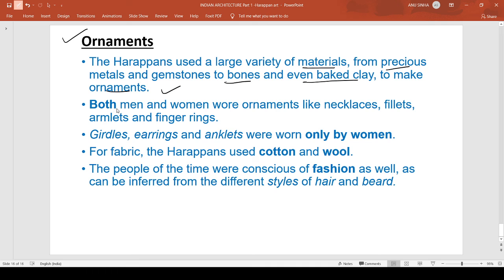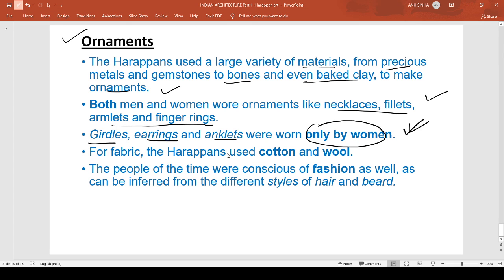Ornaments were worn by both men and women. Both men and women wore ornaments like necklaces, fillets, armlets, and finger rings. But there were a few specific ornaments which were worn only by the women. These are girdles, earrings and anklets. You must remember this. If they ask what those specific ornaments are which are worn only by the women, it comes under girdles, earrings and anklets.